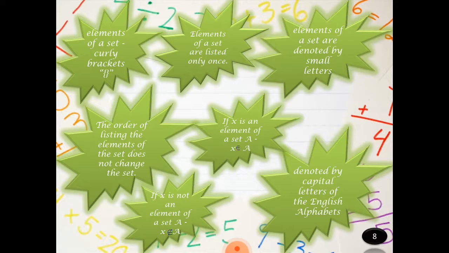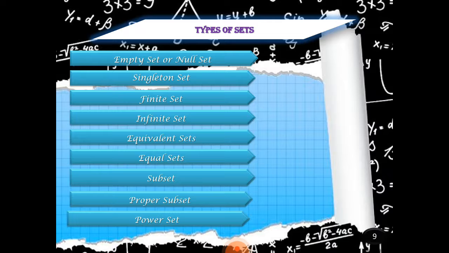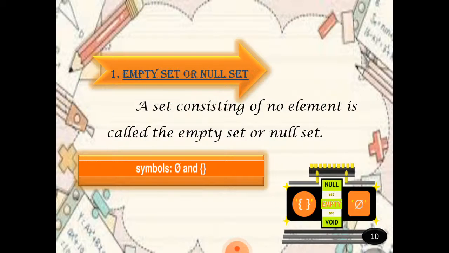Then if x is an element of A, then x belongs to A. If x is not an element of A, then we write it as x does not belong to A. The order of listing the elements of the set does not change the set. Next, let's see the types of set. First one is empty set or null set, singleton set, finite set, infinite set, equivalent set, equal set, subset, proper subset and power set. First, let us see the empty set or null set.